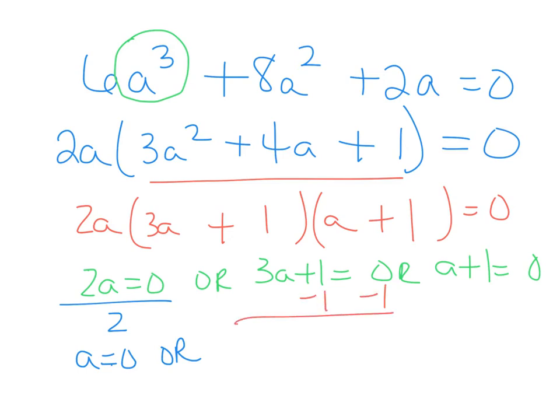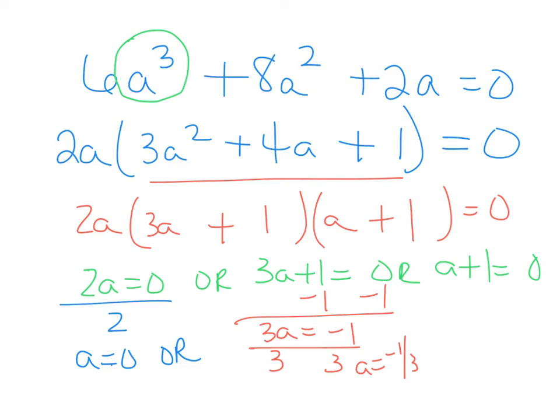Minus 1 from both sides. 3a equals negative 1. Divide both sides by 3. A is negative 1/3. So my second solution is negative 1/3. If I let a equal negative 1/3 and plugged it back into the original problem, I cubed negative 1/3 and multiplied by 6, squared negative 1/3 and multiplied by 8, took 2 times negative 1/3, and added it all together, it would equal 0.